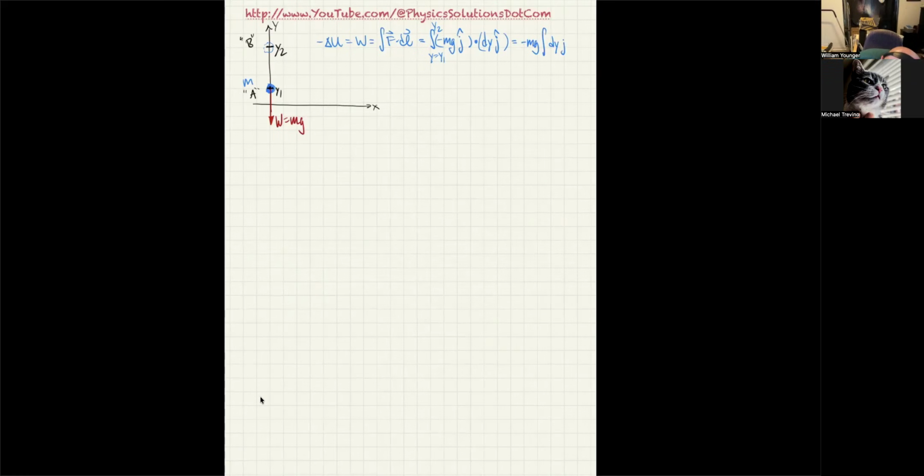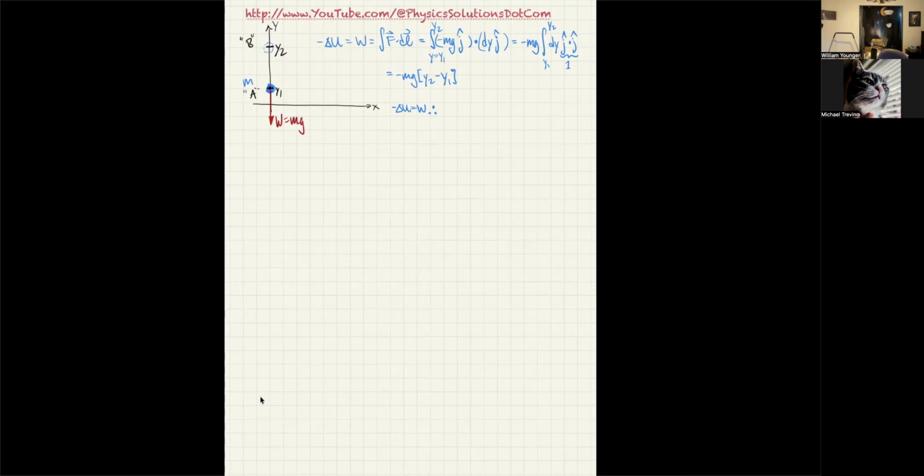But then I'm left with the j hat dot j hat, and of course, j hat dot j hat is just 1. And I get negative mg times the integral from y1 to y2 of dy. And of course, the integral of dy is just y, so I get negative mg times y2 minus y1. Now remember, this is negative delta U is equal to W. So from that, actually I'll use the therefore instead.